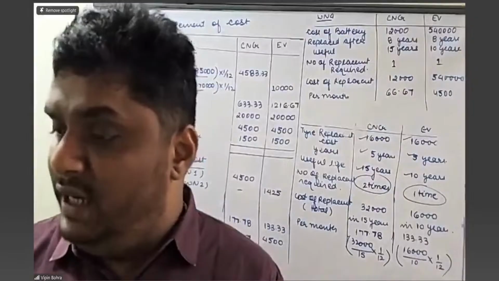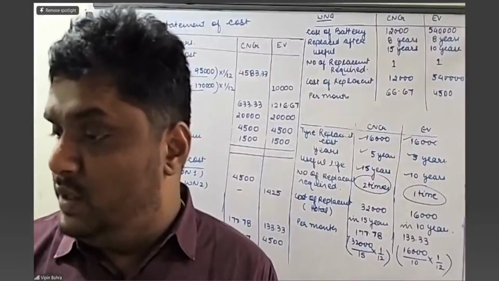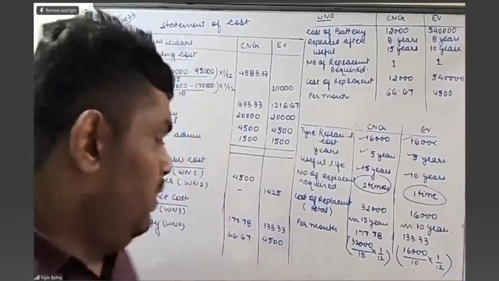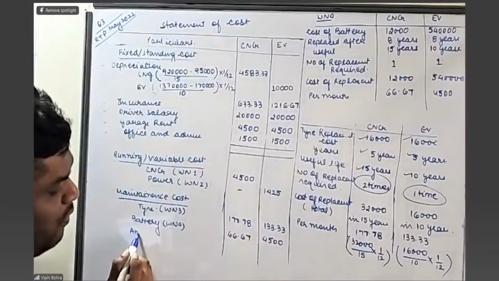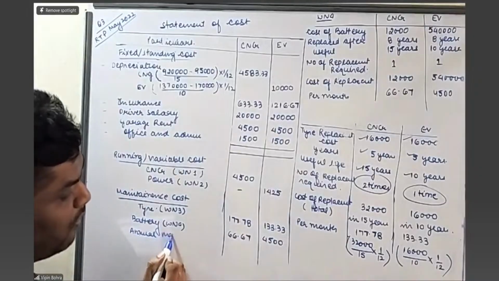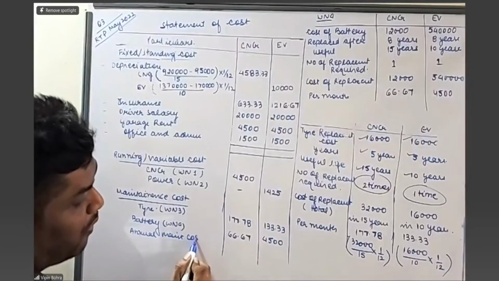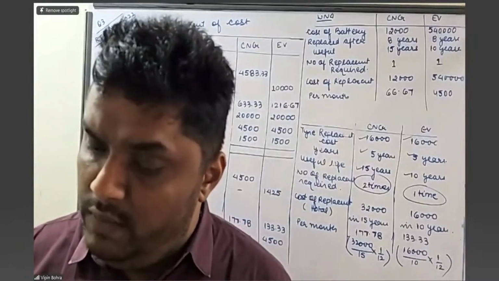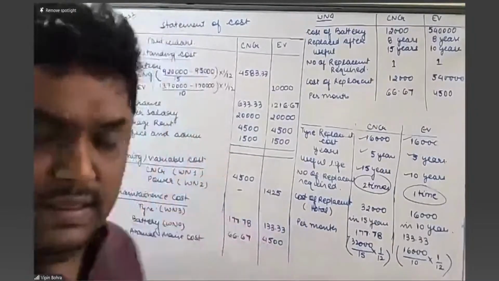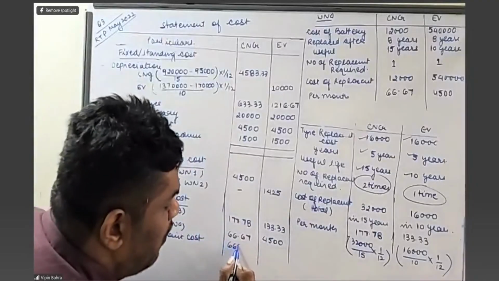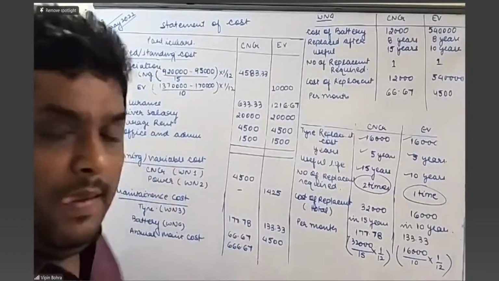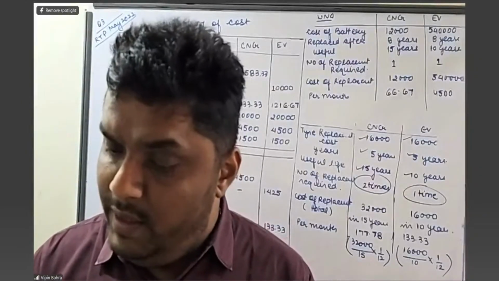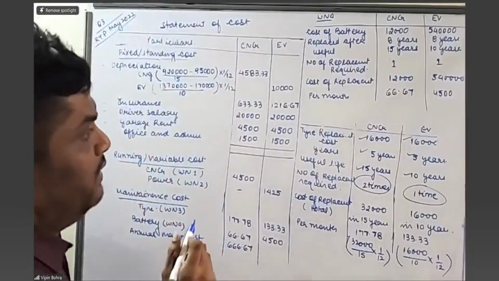The last point is still left out, that is the repair cost. The annual maintenance cost is 8,000 and 5,200. So 8,000 divided by 12 comes to 666.67. And 5,200 divided by 12, 433.3.